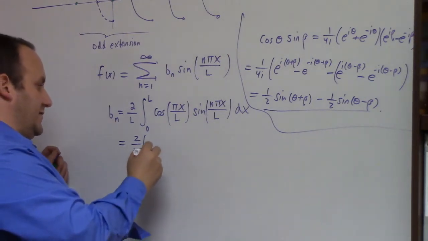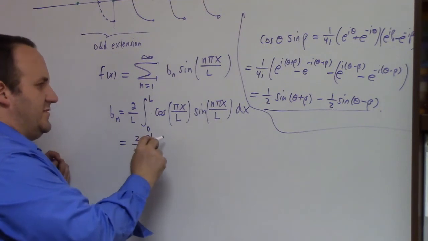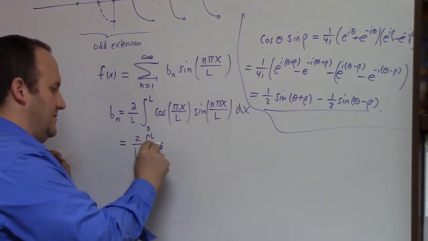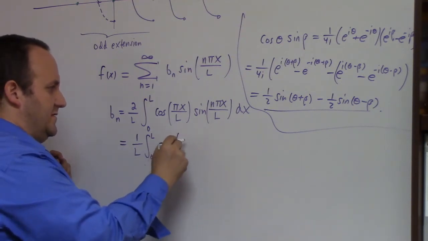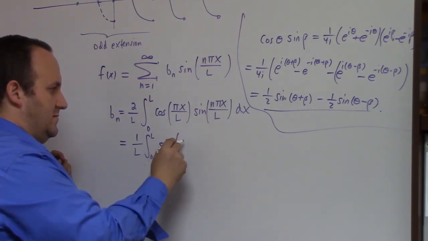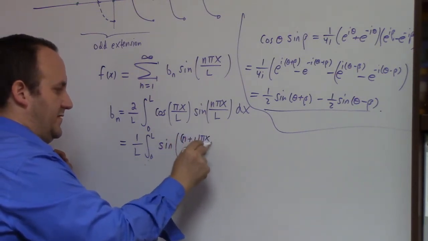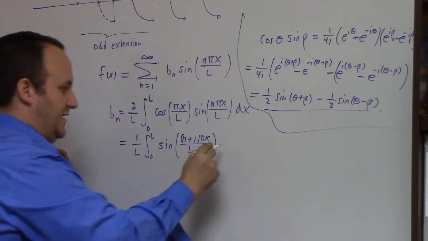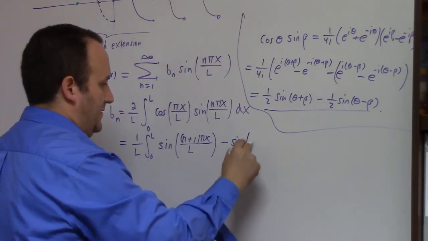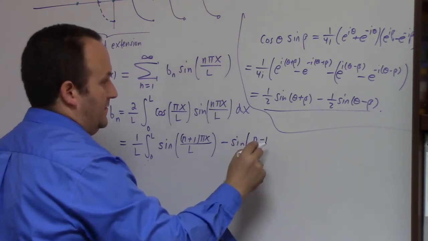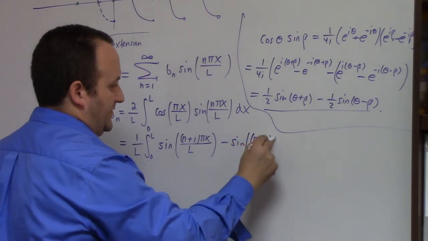So this is really the integral from 0 to L. Why am I doing this? I didn't want to do this today. The 2's cancel. The sine of (n plus 1) pi x over L, minus the sine of (n minus 1) times pi x over L.